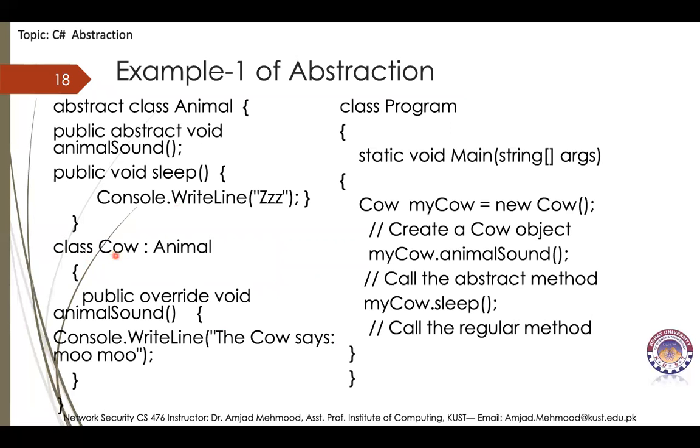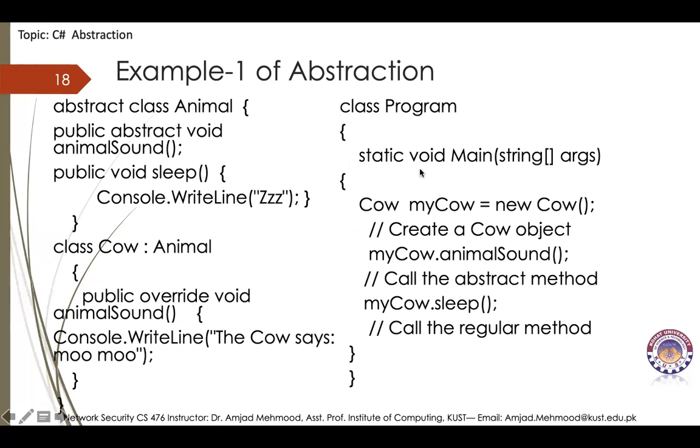So here you have Cow and Animal. Cow is inherited from Animal. And now the Cow will give the definition of this animalSound method. You see that you don't have the definition of this method here, but who will provide the definition? This child class will provide the definition. And in case this class does not provide the definition, you will get an error from the compiler.